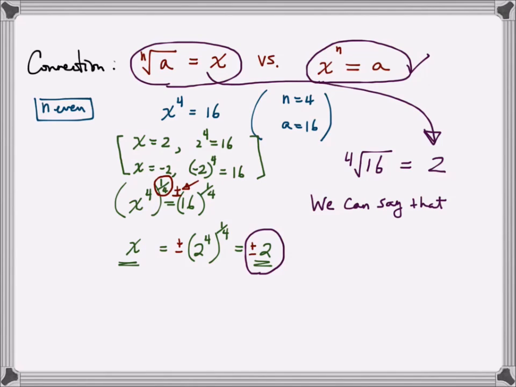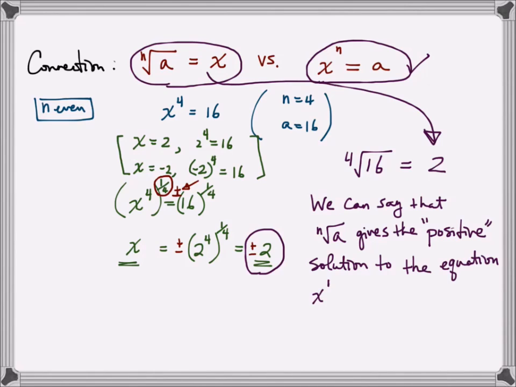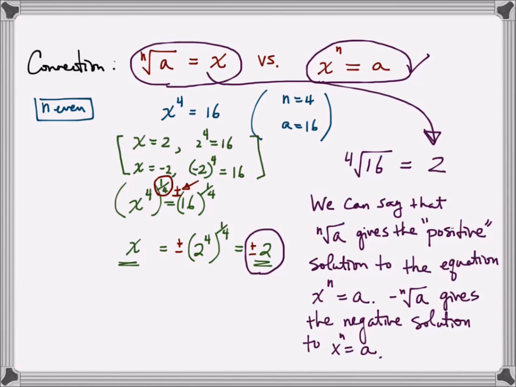Let's write that conclusion down in a more abstract term. We can say that the nth root of a, when n is even, gives you the positive solution to the equation x to the nth power equals a. And the negative nth root of a would then give the negative solution to the equation x to the n equals a.